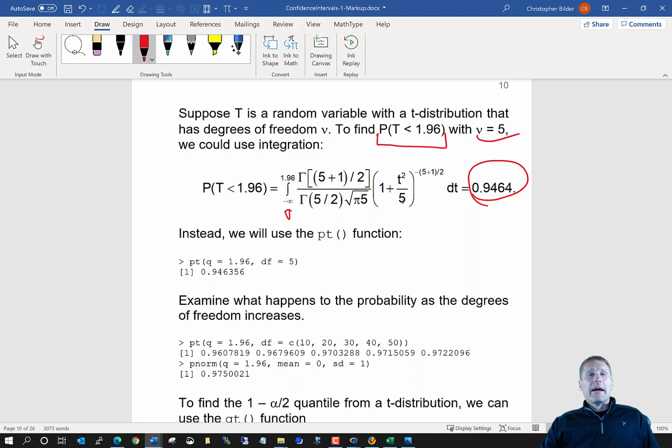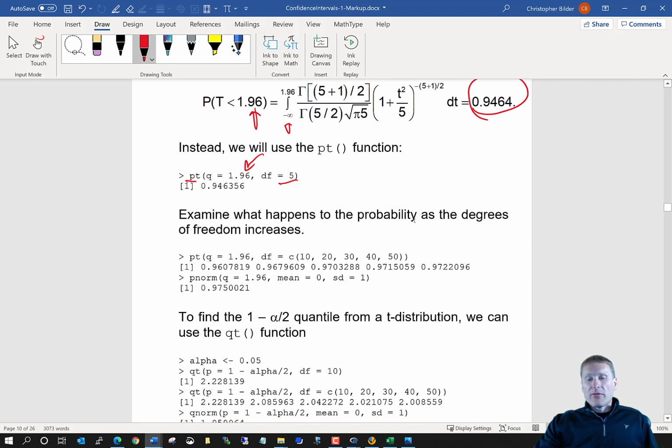Okay. Again, we're not going to actually formally do the calculus in this class. Instead, there are nice functions in R that will do it for us. In particular, there is the pt function, probability t-distribution. I put in my quantile of 1.96 there. Instead of saying nu, I have df for degrees of freedom. I put in a value of 5, and that's how I get the probability out.